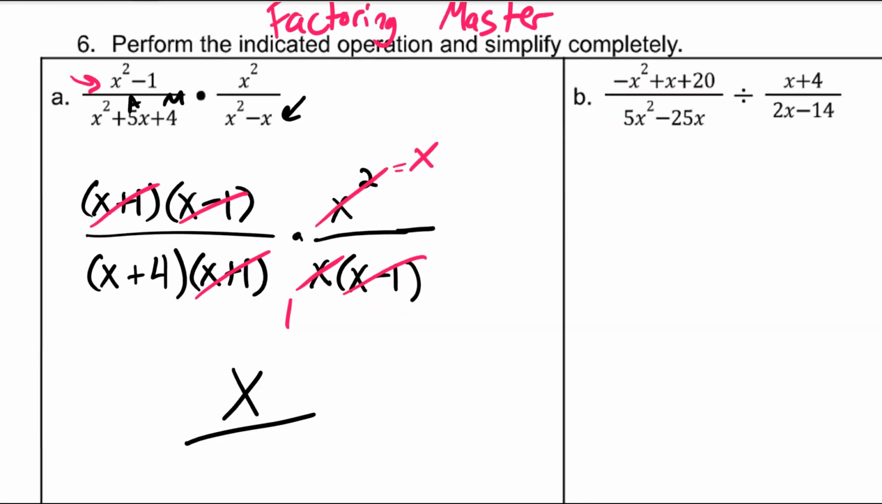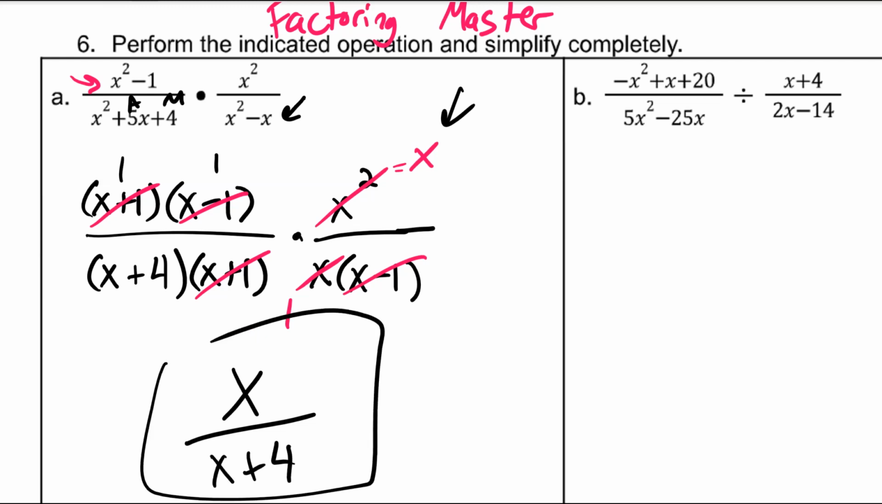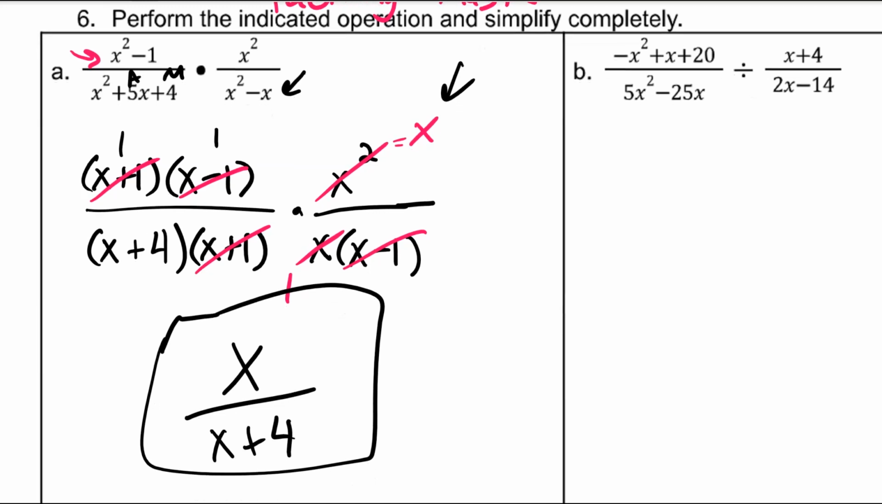So as a final answer, the only thing I have left in the numerator as I'm trying to multiply things across, I just have a bunch of 1s. And that x that reduced from the x squared. And in the denominator, all I have is x plus 4. So a lot of the times when you're multiplying or dividing rational expressions, after you factor, there will be at least a few things that reduce to 1 so that your answer cleans up pretty nicely.